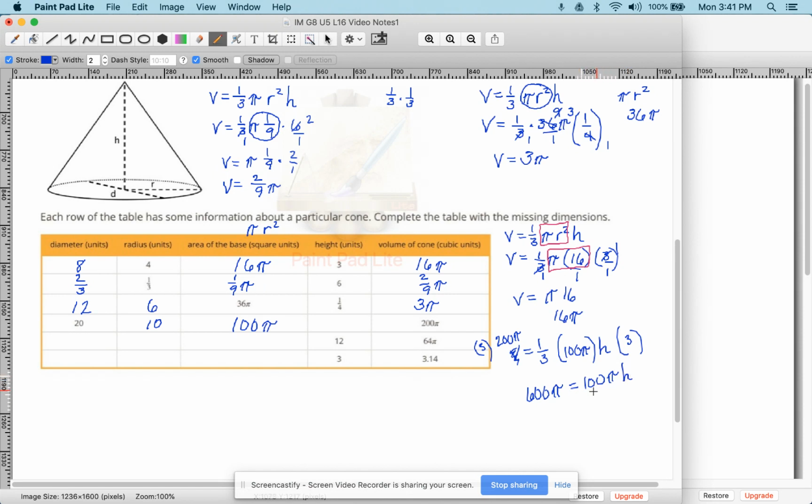And I'm looking for my height, so I'm going to divide by 100 pi because I have to get rid of everything that's on the same side. Because the 100 pi is being multiplied times my h, I'm going to divide by 100 pi. Whatever I do to that side, I have to do to this side. 600 divided by 100 is 6 equals h. Pi's cancel each other out. This turns into 6 over 1, or 6. So my height over here is 6.